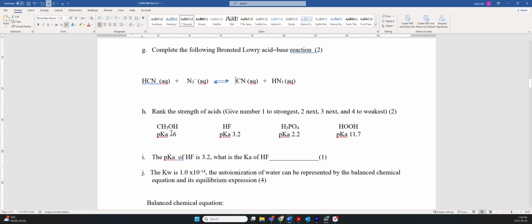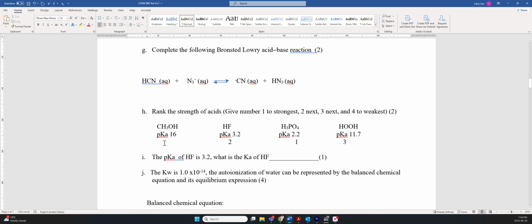All right. Rank the strength of the acids. Now, the lower the pK, the stronger the acid. So the one that has the lowest number is the strongest acid. So this guy right here, H3PO4, that would be the strongest acid of the series. And then followed by this one, HF is the second. And then you look for the next number, this guy right here, the HOOH, that's hydrogen peroxide.